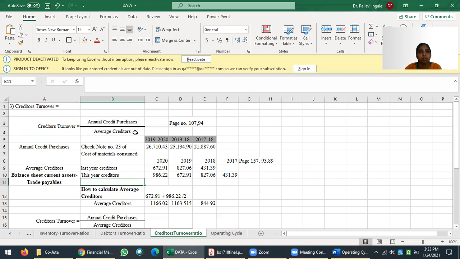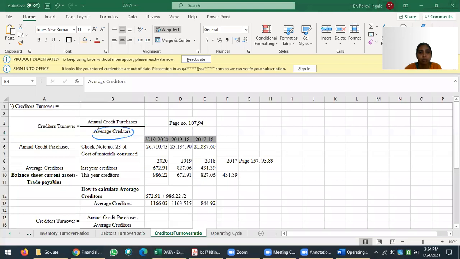Now here, first we need to understand what the formula is saying. Annual credit purchase, so I need purchase data. And I need creditors because I have to calculate the creditors turnover, correct? I need this particular data also because I have to calculate the creditors. So now we will see that.